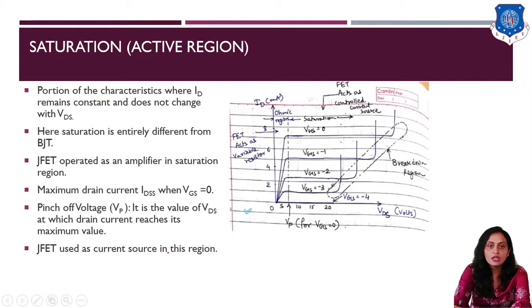The maximum drain current is IDSS, when VGS is equal to 0. Now one more voltage is introduced here. Saturation is achieved after the pinch-off voltage. It is the value of VDS at which the drain current reaches its maximum value. That is called the pinch-off voltage. You will find this is a pinch-off voltage, and this is also a pinch-off voltage. So these are all pinch-off voltages, after which the current becomes almost constant, and the JFET is used as a current source in this particular region.